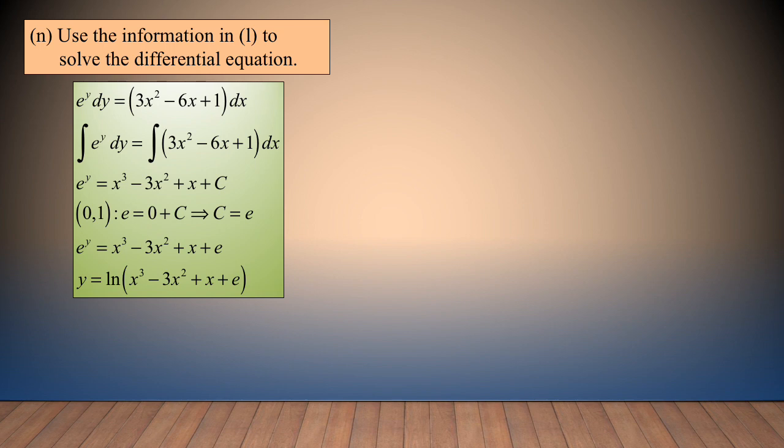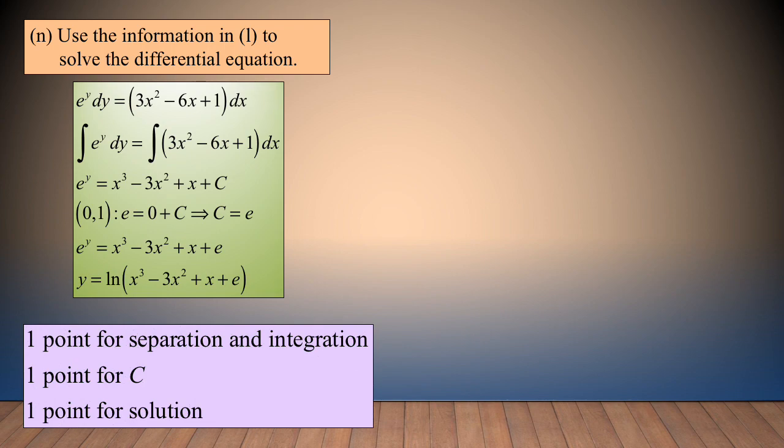Part L had the fact that when there were no people vaccinated, there were 10,000 people with the virus, and that was translated to the point (0,1). So we get e is equal to 0 plus C, meaning that C is equal to e, and e to the y is equal to x cubed minus 3x squared plus x plus e, or y is equal to the natural log of x cubed minus 3x squared plus x plus e. 3 points for the solution of the DEQ, 1 point for the separation and then integration, 1 point for finding C, and then 1 point for the ultimate solution.